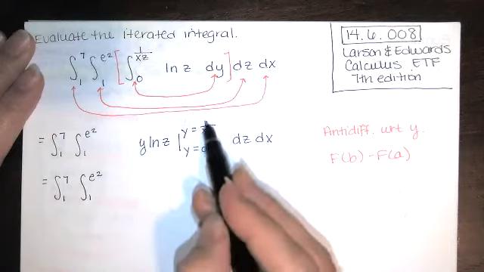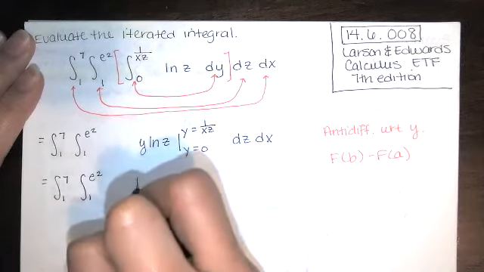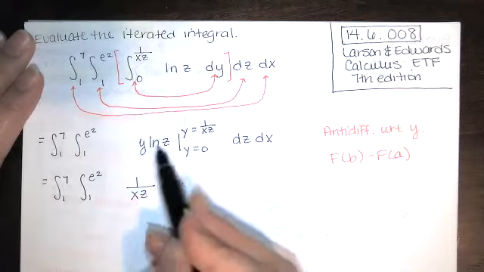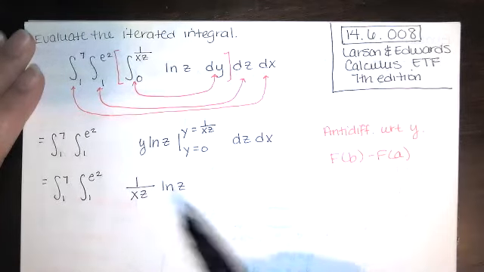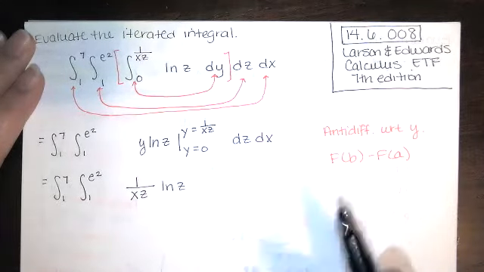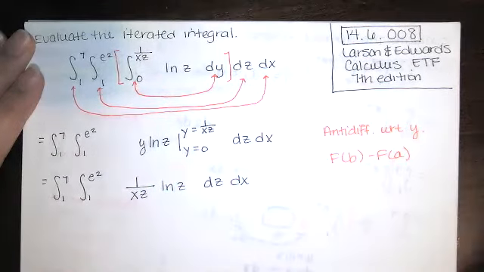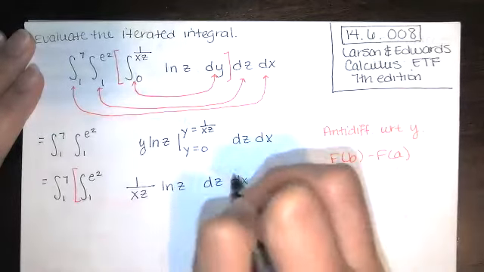Okay, so I replace y with 1 over x times z. And I replace y with 0, but that gives me 0, and then I subtract. So I have this minus 0, which is just itself. And we're done with that part. And then we do the next integral.